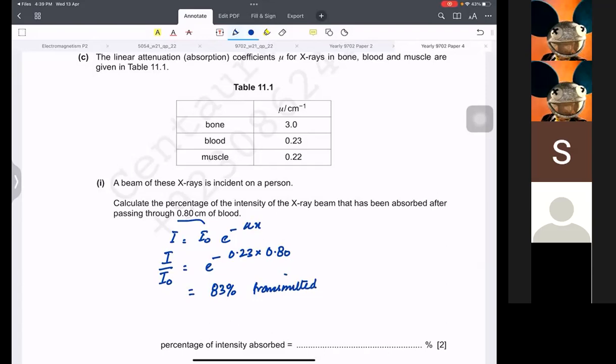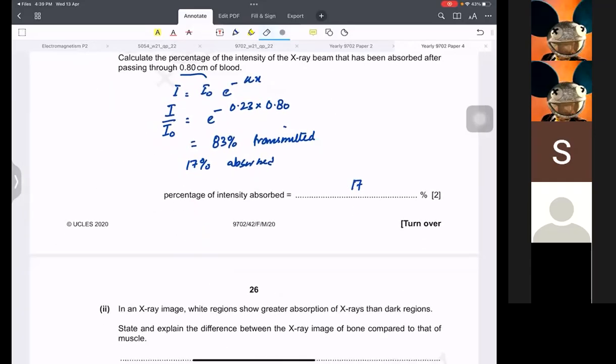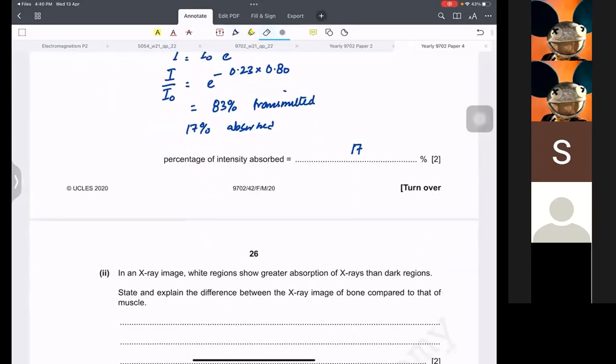Right? So how much is absorbed? 17%. Is it clear, everybody? If the new intensity is just 83%, it means only 17% would have been absorbed. So remember this. Then it says in an X-ray image, white regions show greater absorption of X-rays than dark regions.